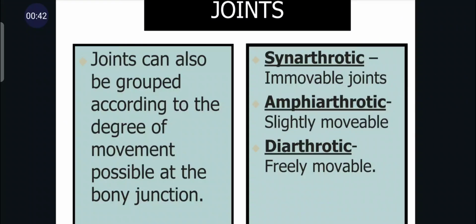Joints can also be grouped according to the degree of movement possible at the bony junction. So there are three types of joints dependent on the degree of movement: synarthrotic joints, which are immovable joints, amphiarthrotic joints, which are slightly movable joints, and diarthrotic joints, which are freely movable joints.